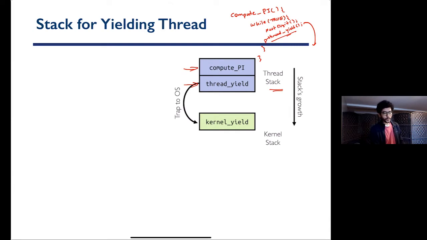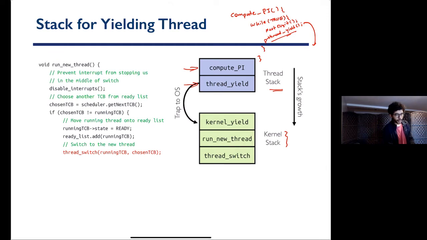So at this point, when we switch mode, now we're using the kernel stack, and this kernel yield is probably going to decide somehow, do I need to context switch, right? So we're going to put that whole decision of whether or not we want to context switch in this run new thread function. So now let's look at the code for this guy, what it's going to do.